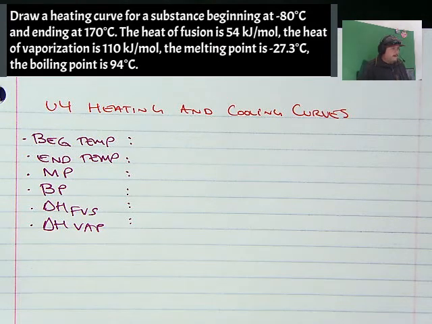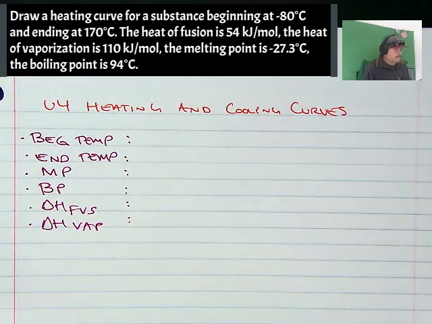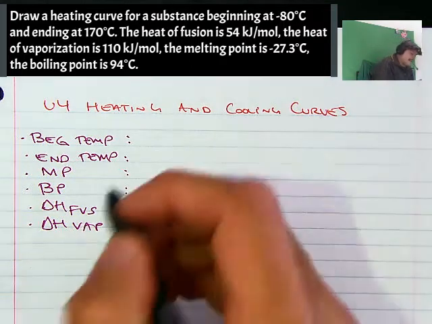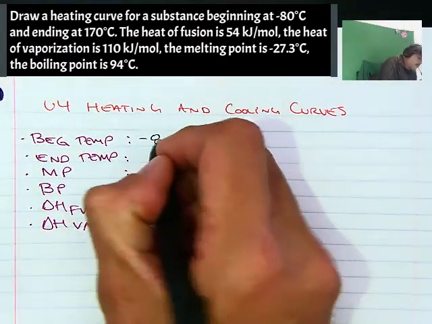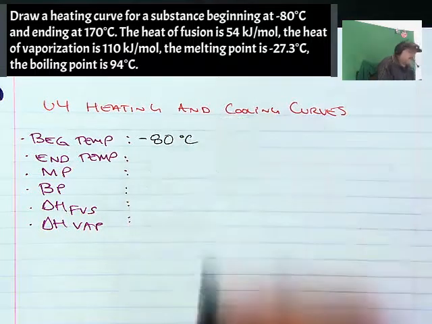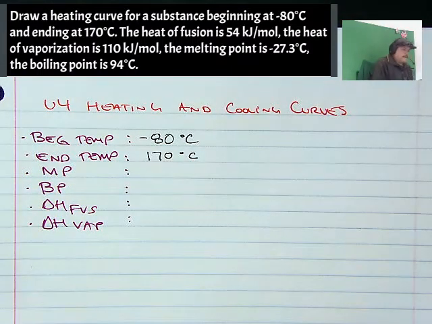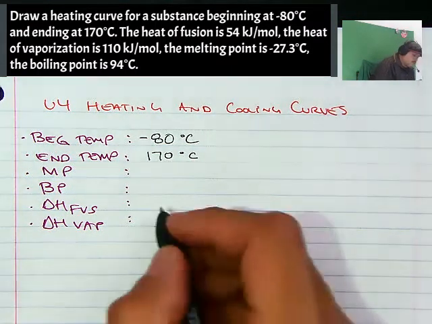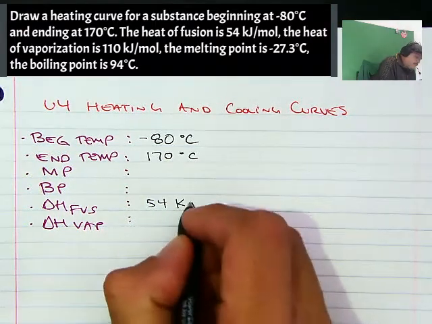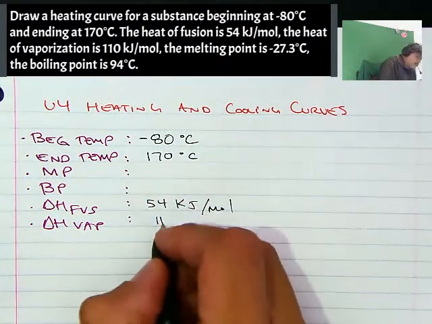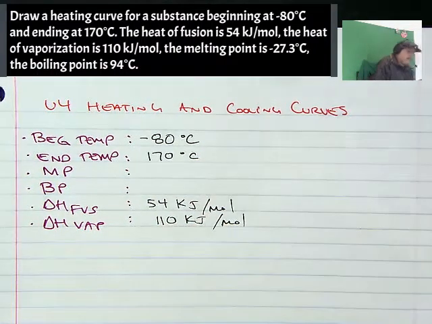Okay? The very first thing we need to do is just get all this information. That's what we need to find out, and we're simply doing it by reading it. There's nothing hidden here. It's all very straightforward. Draw a heating curve for a substance beginning at negative 80 degrees Celsius and ending at 170 degrees Celsius. The heat of fusion is 54 kilojoules per mole. The heat of vaporization is 110 kilojoules per mole.